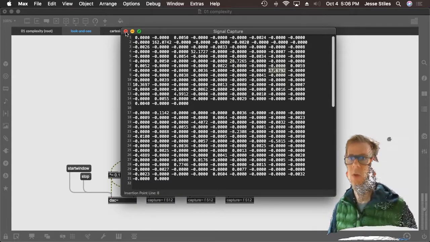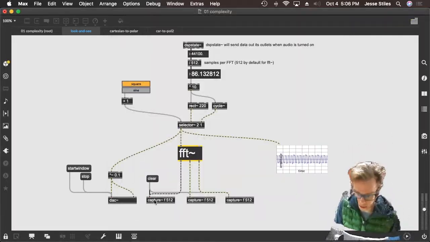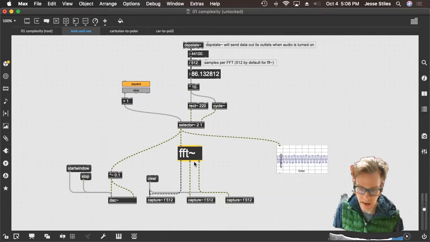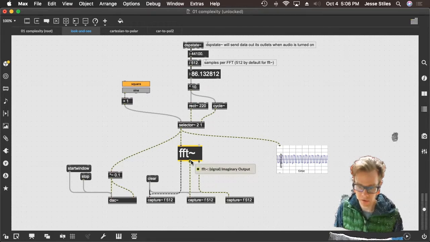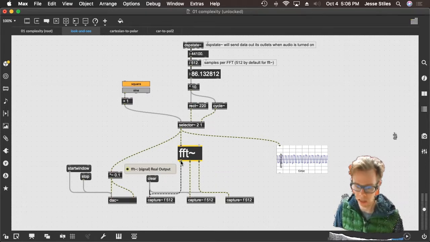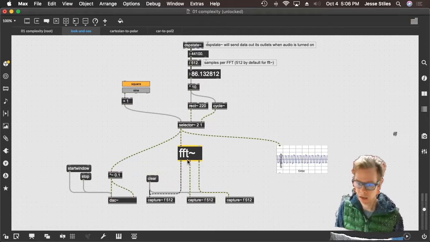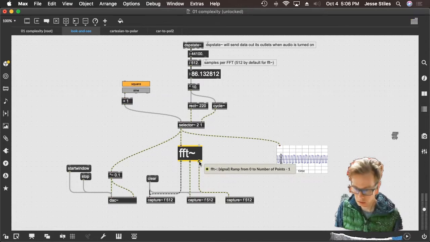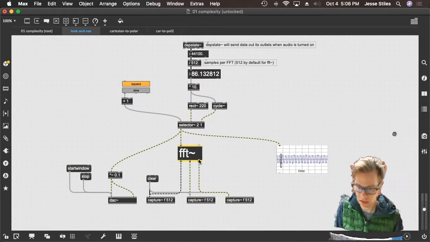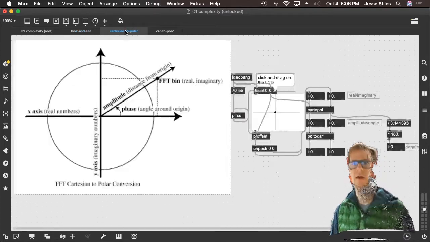So what are these numbers that we're getting from these two outlets, the first two outlets of FFT? If we hover our mouse over it, we see it's the real output and the imaginary output. What the F does that mean? The third one is the ramp that tells us the frequency bin number, but real and imaginary.